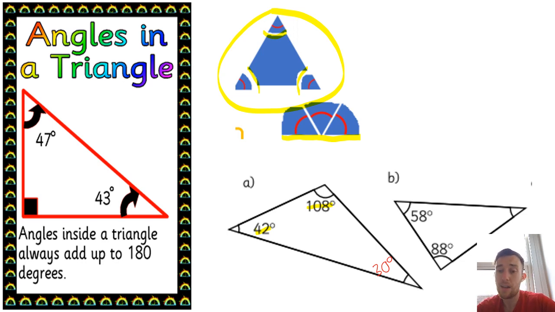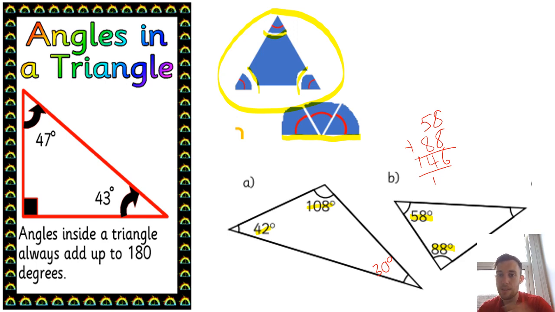Okay, and then our question here, we've got 58 degrees and 88 degrees. So if we add those together, I might need a bit of column addition here just to make sure I'm accurate. 58 and 88. 8 add 8 is 16. 8 add 1 is 9, plus the 5 is 14. So far I've got 146 degrees.